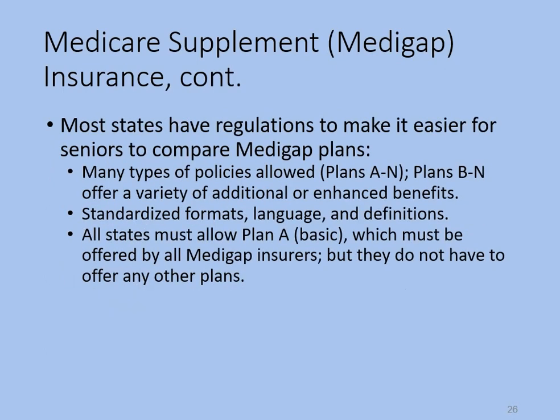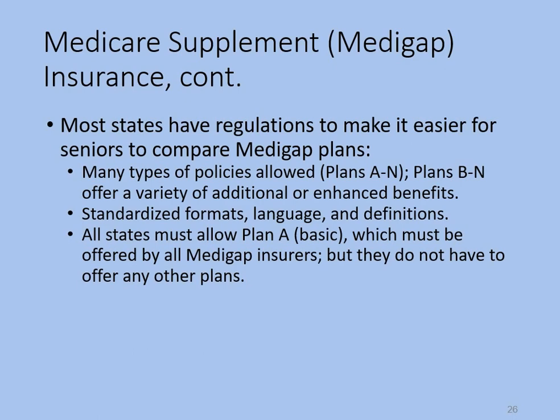Most states have regulations to make it easier for seniors to compare Medigap plans. Many types of policies are allowed, plans A through N. Plans B through N offer a variety of additional or enhanced benefits. If you're talking about these Medigap plans, you as a pharmacist have access to a website. You can look at these different kinds of plans that are offered, like by AARP, Humana, and so on. And they're categorized with the letters A through N. There are standardized formats, language, and definitions.